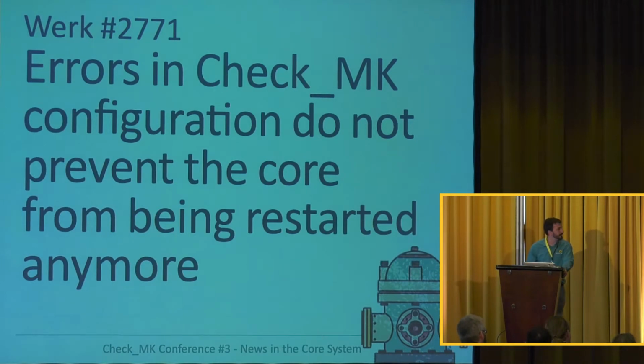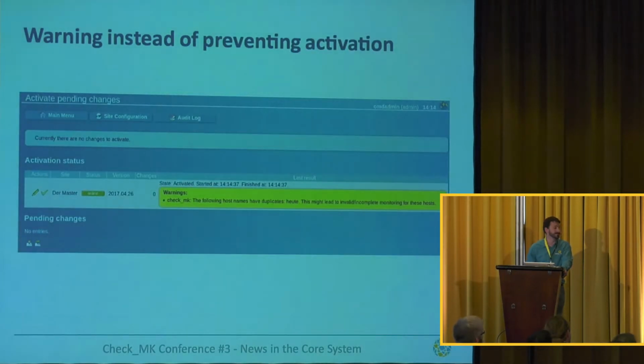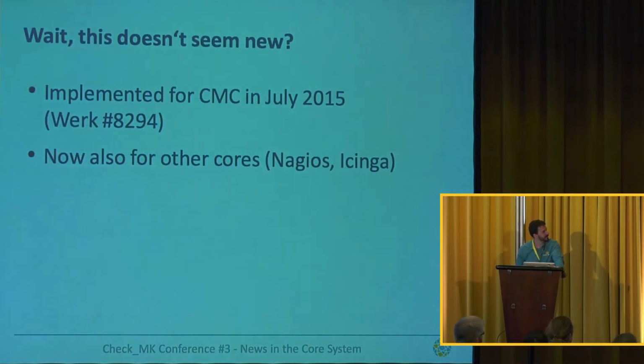What many will be happy to hear, errors in the checkmk configuration do not prevent the core from being restarted. So it used to be a problem. My configuration has an error in it. Maybe I made a manual change in a text file somewhere. I want to restart it, and it wouldn't let me restart until I found the error, and that is an annoying situation. So new now is that per site there is a warning that there is an error in the configuration. Please take a look. But there's always a correct core configuration being written out.